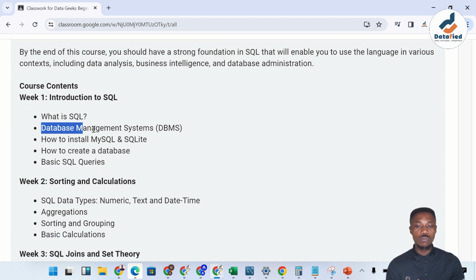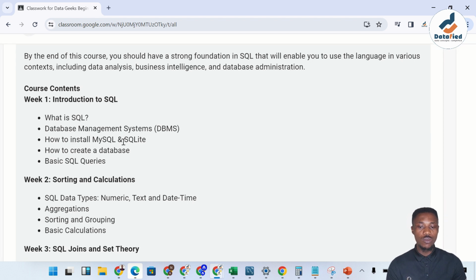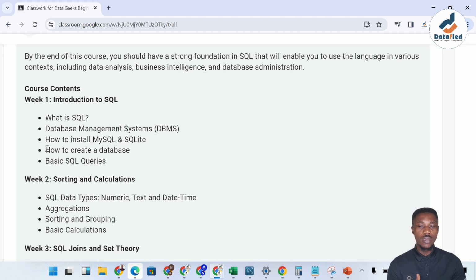We shall also explore the concept of database management systems. And then you will learn how to install MySQL and SQLite. Of course, the editor we'll be using for MySQL is MySQL Workbench, and you will know the difference between MySQL and SQLite. Then we shall go into how to create databases, like I said earlier, a server database and the offline database.